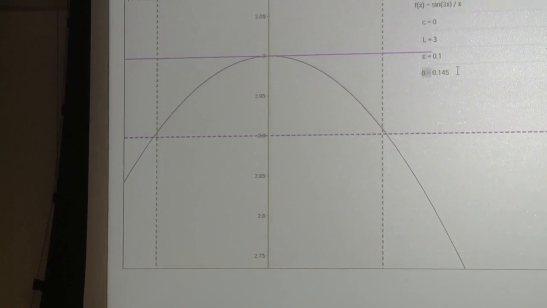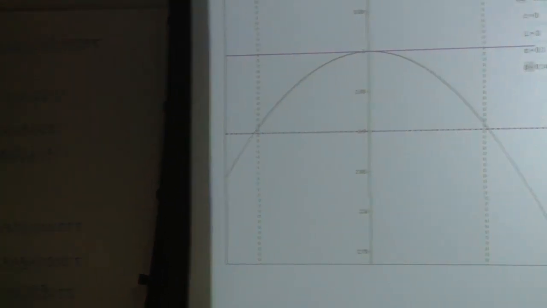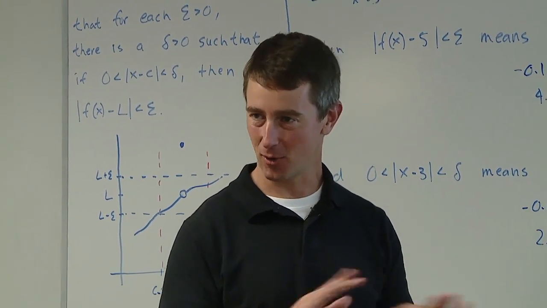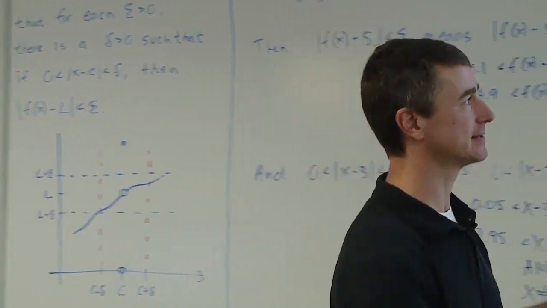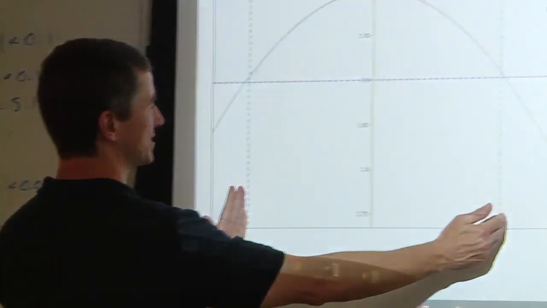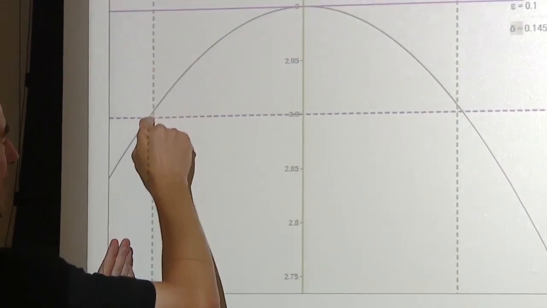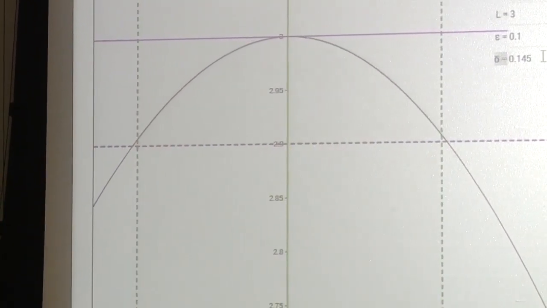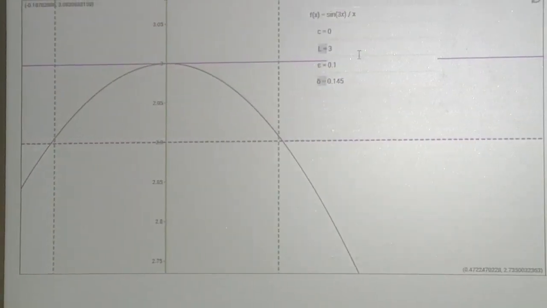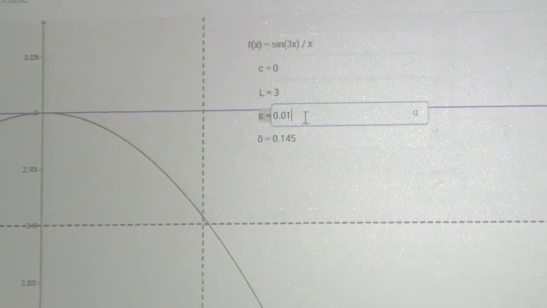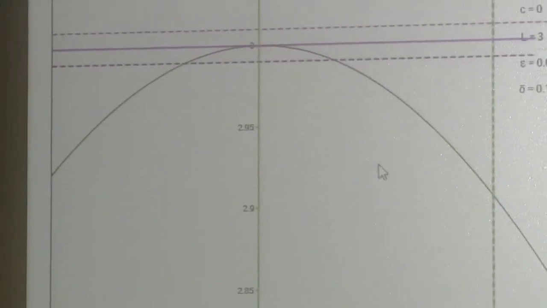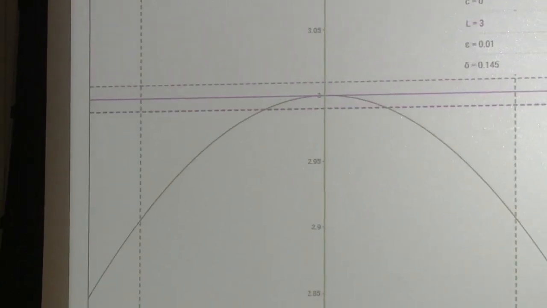But again, all we have to do is find one delta that works. Often when we're doing the algebra, we end up finding the biggest possible delta. But all we need to do is find one. And in this case, when we stay between these two x values, the y values stay where they're supposed to be. But then the person on the street becomes even more difficult and asks us for 0.01 for a delta, for an epsilon.